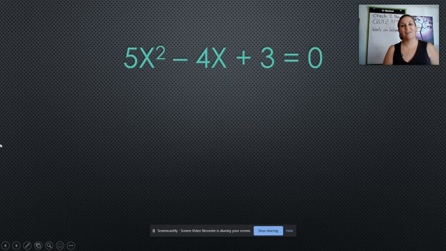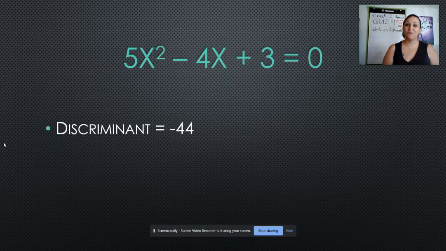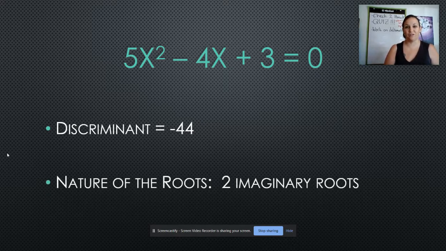Let's take a look at our next example from our first video. In this example, we got that the discriminant was -44, and the phrase that we used for that was two imaginary roots. That means that we will get two answers, but there will be a letter i in the answer. So it's going to be imaginary, the square root of a negative number.